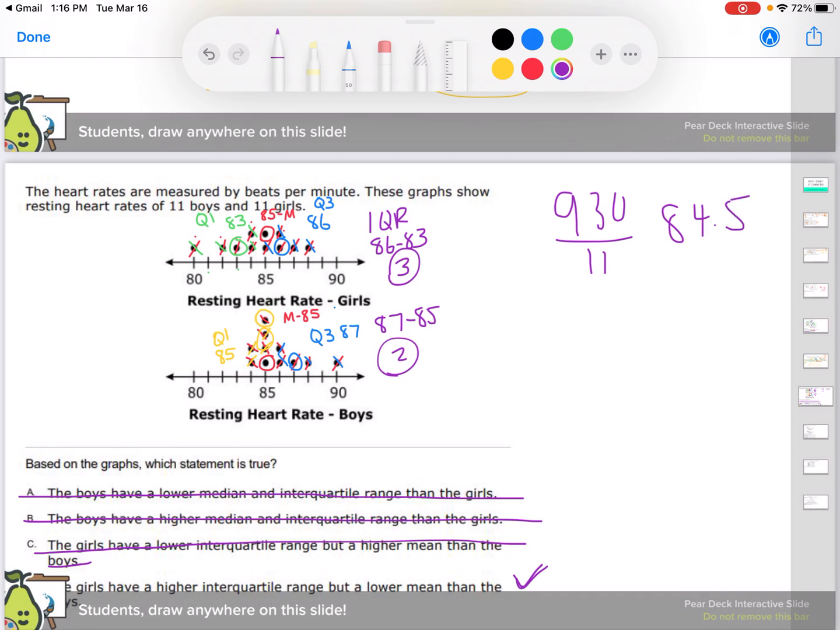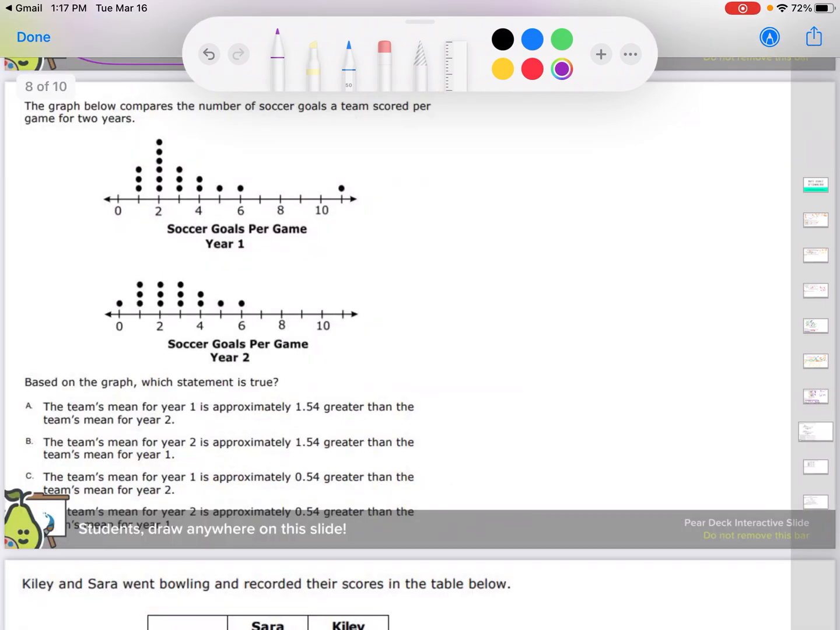So I have 84 plus 84 plus 4 85s plus an 86, another 86, an 87, an 88, and a 90. And I get 945, and I'm dividing that by 11. So I get 85. So they have a lower mean than the boys? Yes, that is definitely true. So D should have been my answer for that one.